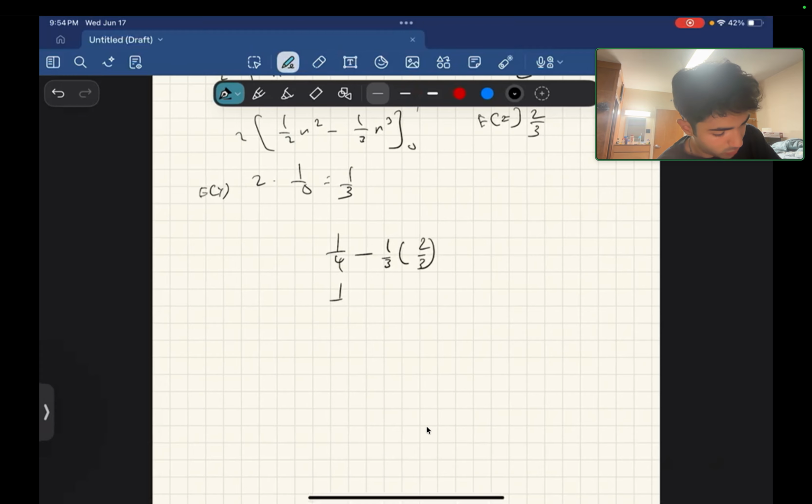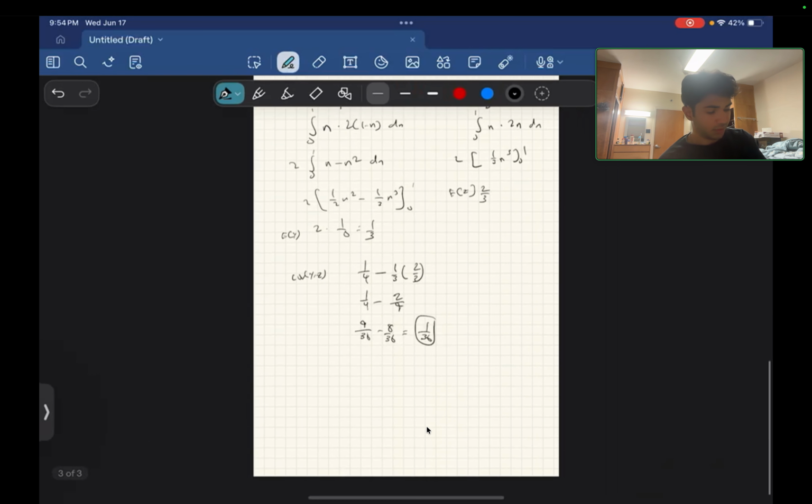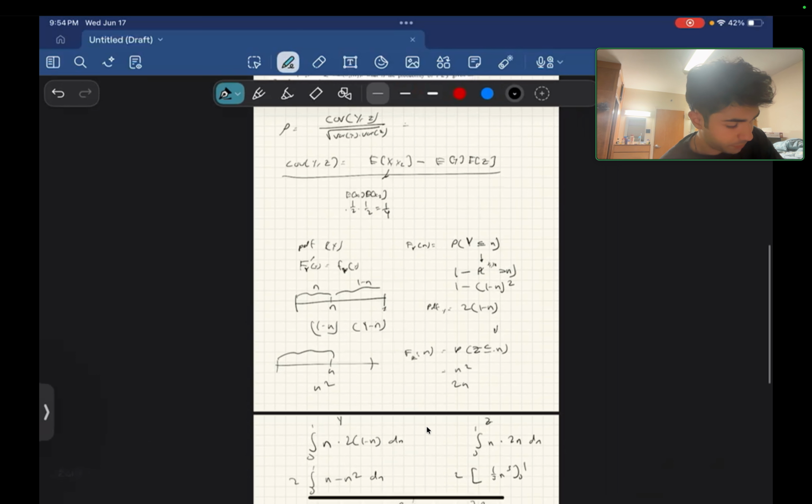So you have 1/4 minus 2/9, right? Okay. Times 9 is 9/36 minus 8/36. So 1/36. Cool. And now we're going to find the variance of y and z. That's the numerator we have right here.